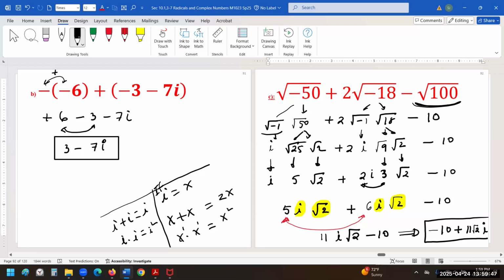Imaginary numbers or complex numbers. Now, that's how we simplify. We add them, subtract them, simplify them. The end result, we want the real number without the i, and then the second term can have the i. The i can be with the 11 or after the root 2.